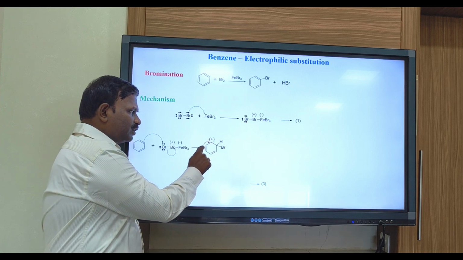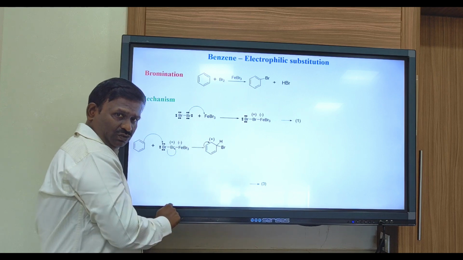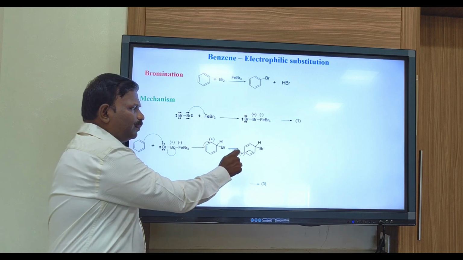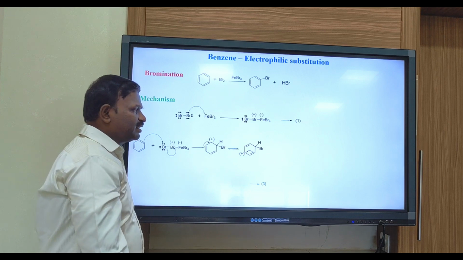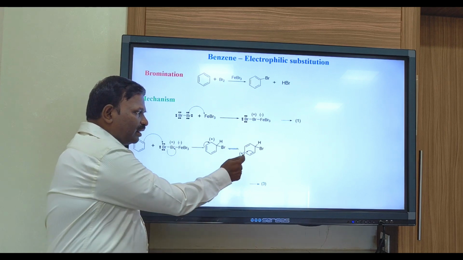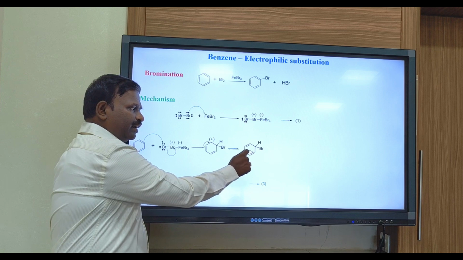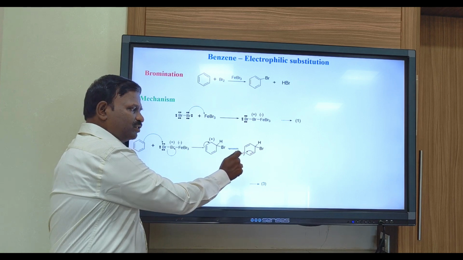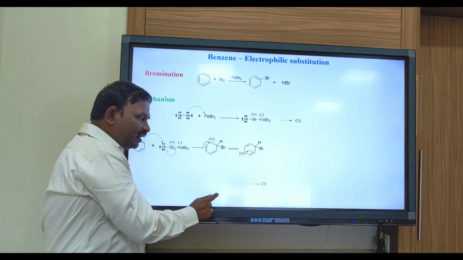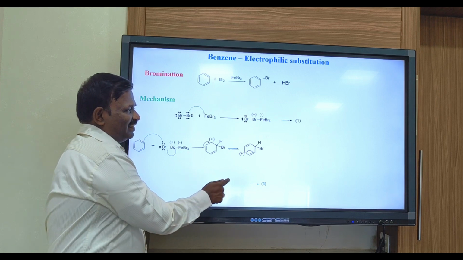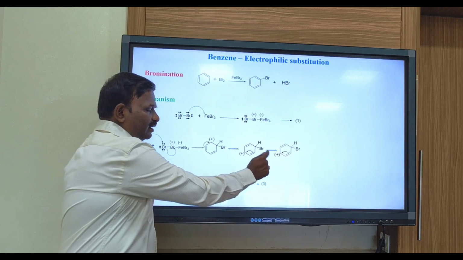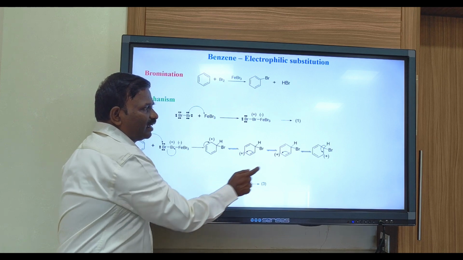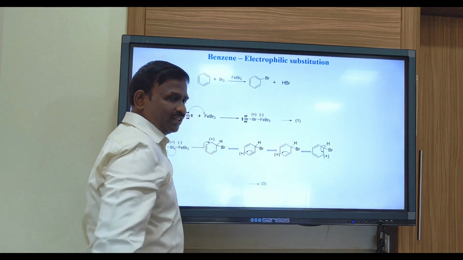To satisfy this positive center, these electrons move, creating another positive center in the adjacent carbon. The pi electrons on the adjacent carbon again move towards this positive center to satisfy its positivity. It is giving rise to a new positive center.